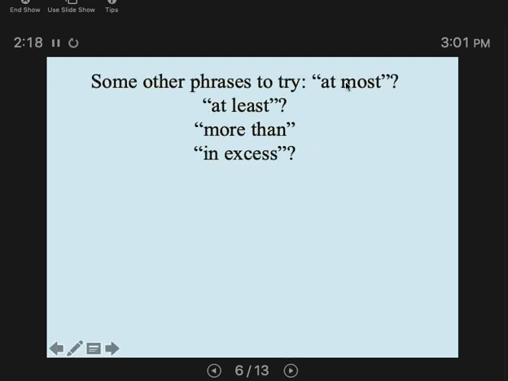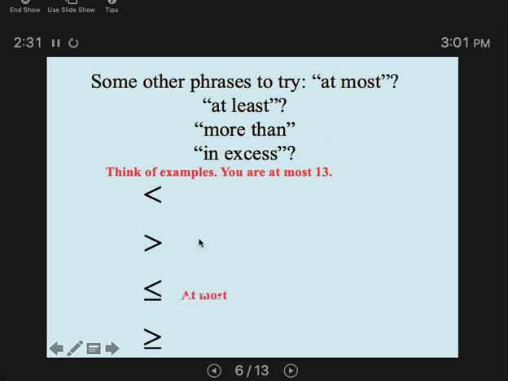Let's look at some other phrases, like at most, at least, more than, or in excess. So think of an example. Say, you are at most 13. Could you be exactly 13? Yes. Could you be less than that? Yes. So less than or equal to.